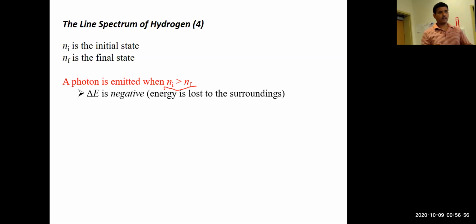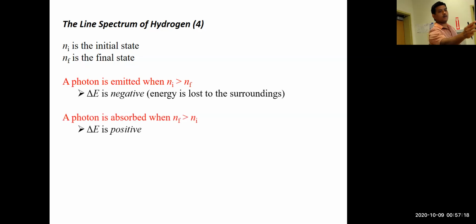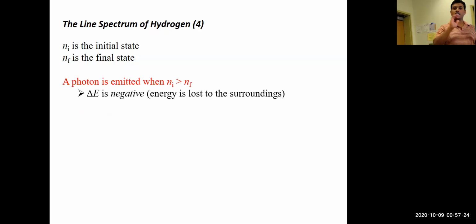What it means is, if you have different shells, let's say this is the nucleus. Oh gosh, let me clear the pen. All right. Let me change the settings. Only pen. Now I'm good. So a photon is emitted when Ni is greater than Nf.